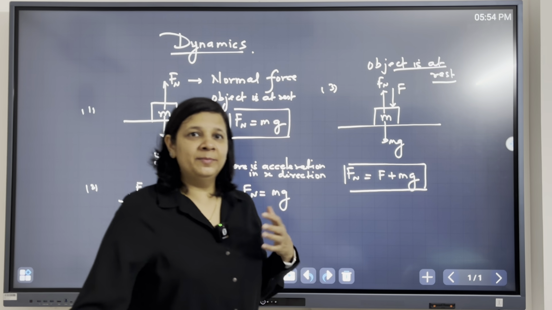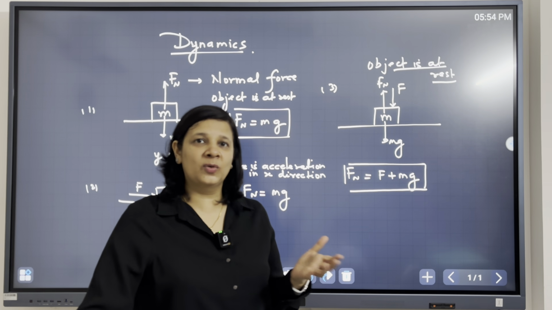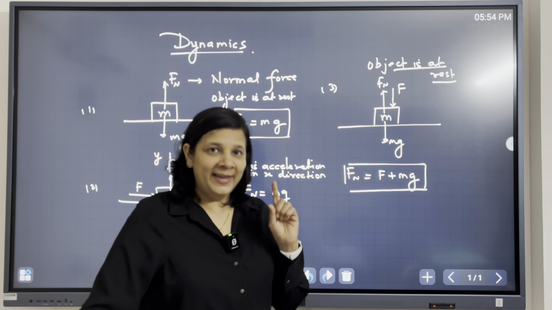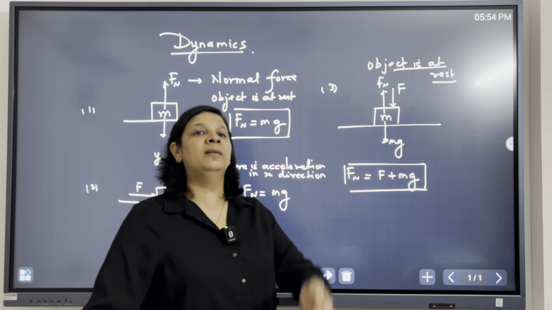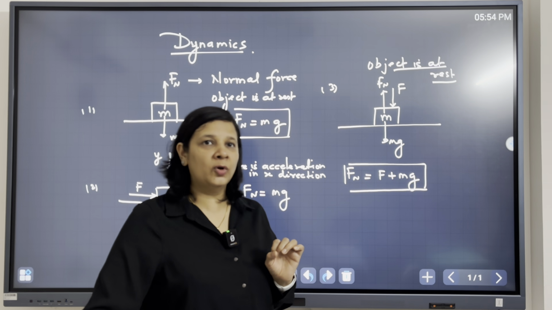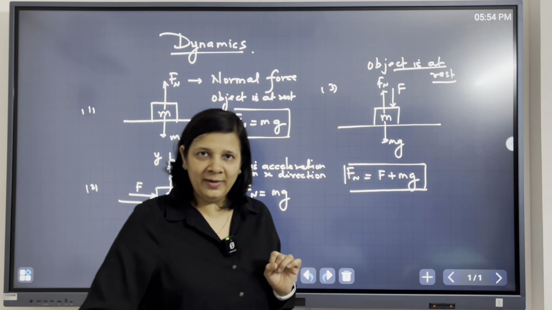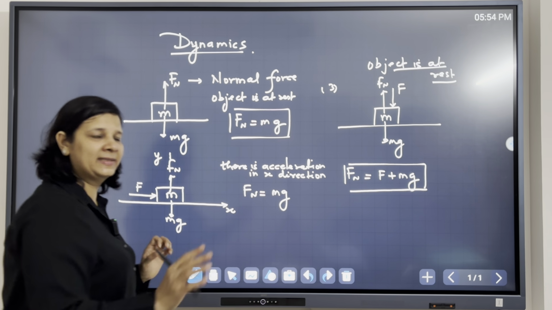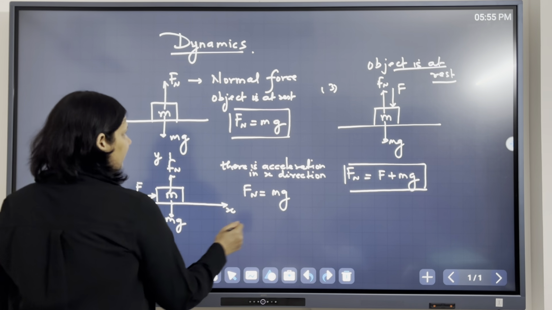They sometimes do not pay attention to the question and they write normal force Fn is equal to mg. If there is any other force in the vertical direction, then the normal force will change. It will not be equal to mg. Okay, let us take one more example. I hope these three examples are clear. Let us take one more example.